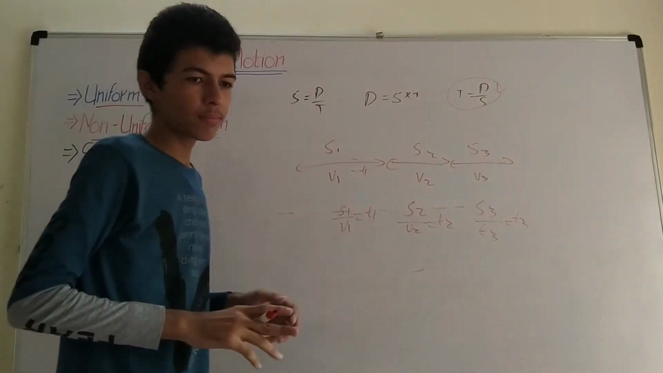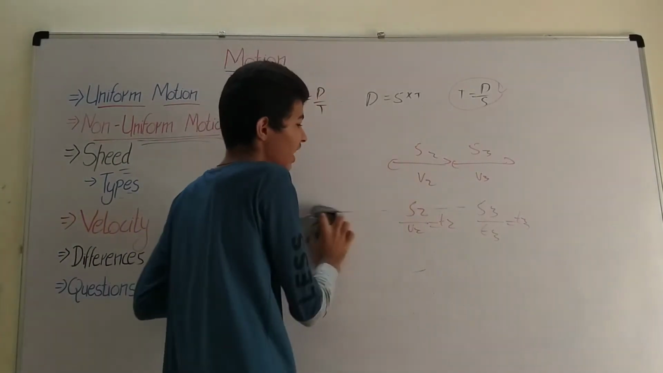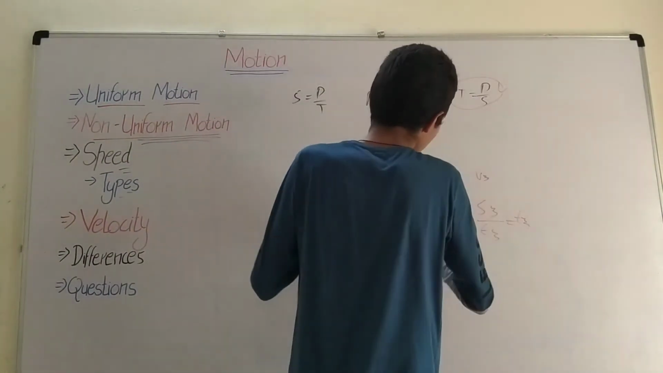So this was another case. Let's see when the velocity and the time are given, and we have to find out the distance traveled by it.